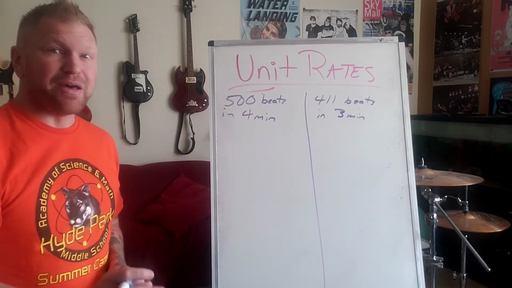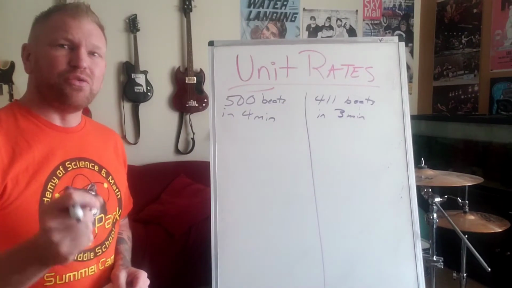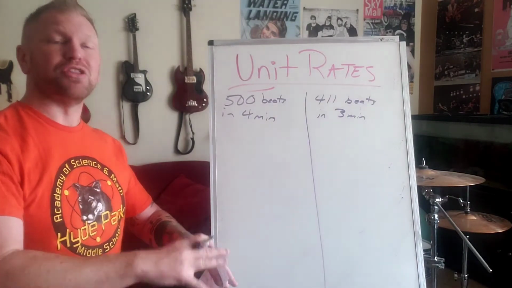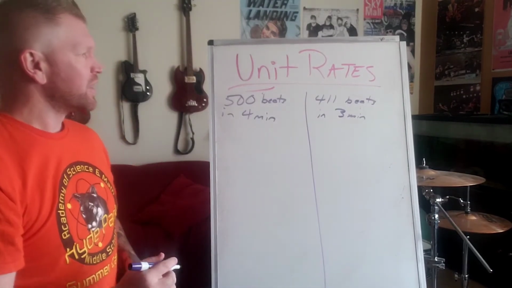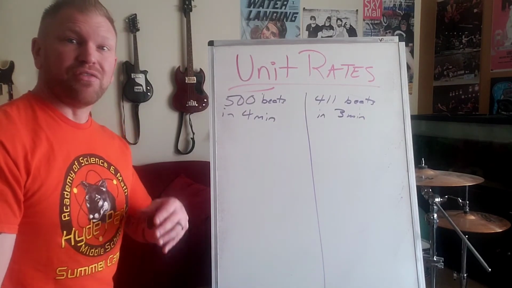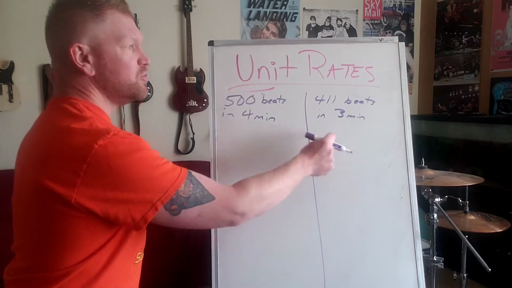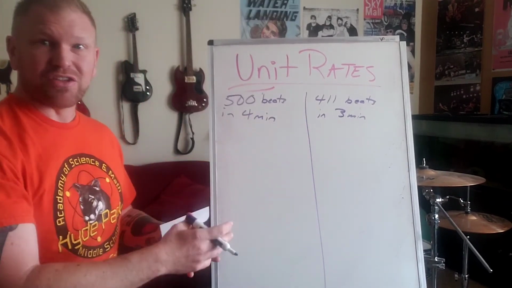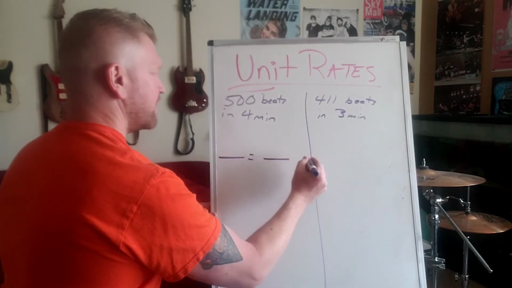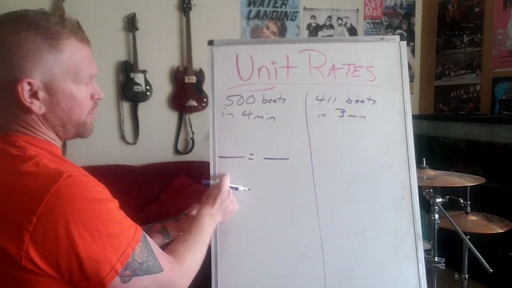Now again, listen to that, beats per minute. If you want to know per minute, that tells you that minute should be the denominator. So put the beats over the minutes. Now, there are some questions in the quiz like this. So instead of just solving one unit rate, you're solving 2 unit rates to find out which one, in this case, has more beats per minute.